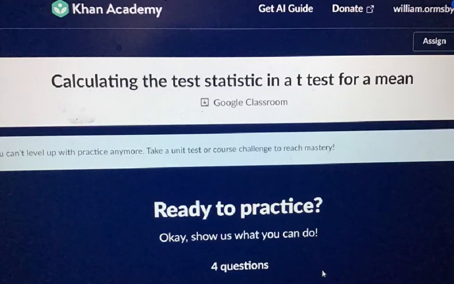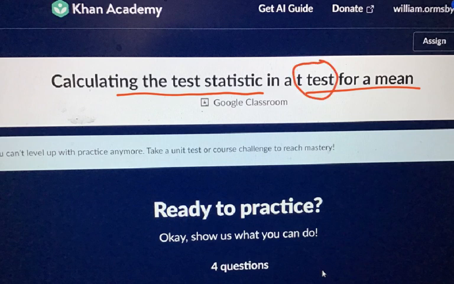Okay, everybody, let's do some more videos to help you out. One of your recent assignments on Khan Academy was calculating the test statistic in a t-test for a mean. Now remember, we always do a t-test, not a z-test, and there's two main conditions. One I want to emphasize more now than the other.